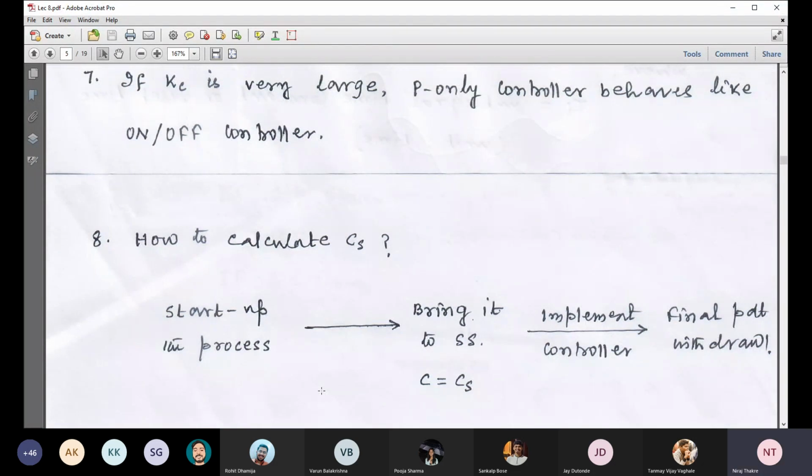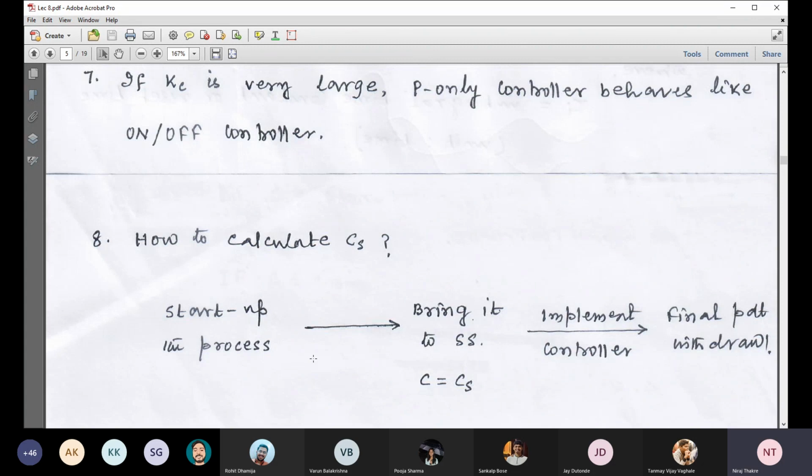Fine. After getting steady state, usually the controller is implemented. You see, I am adding one word, usually. It's not in 100% case. Sometimes we implement the controller to speed up, I mean, to reduce the startup time. Sometimes we implement the controller here also so that the startup time gets reduced, but it's a very rare case.